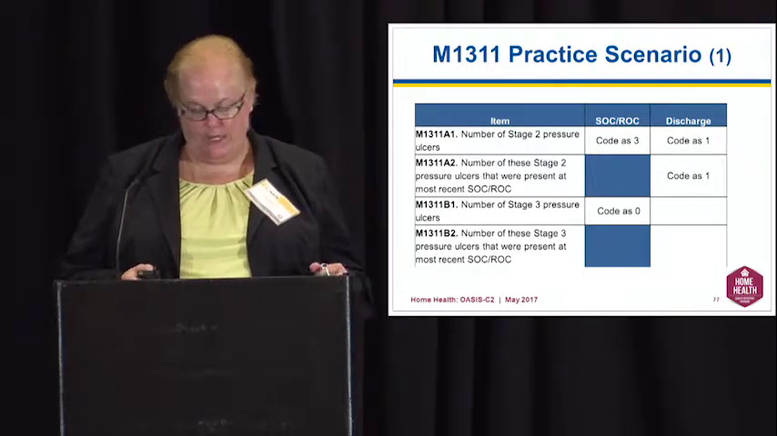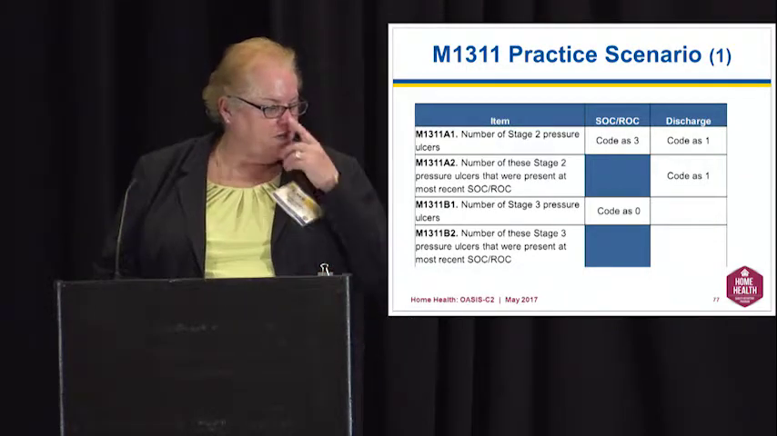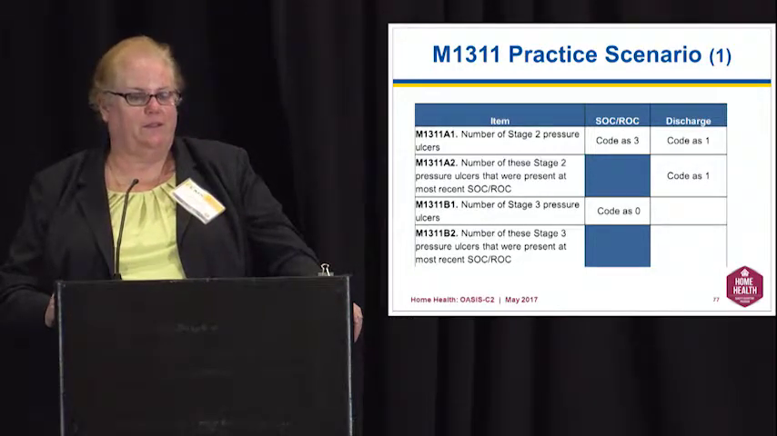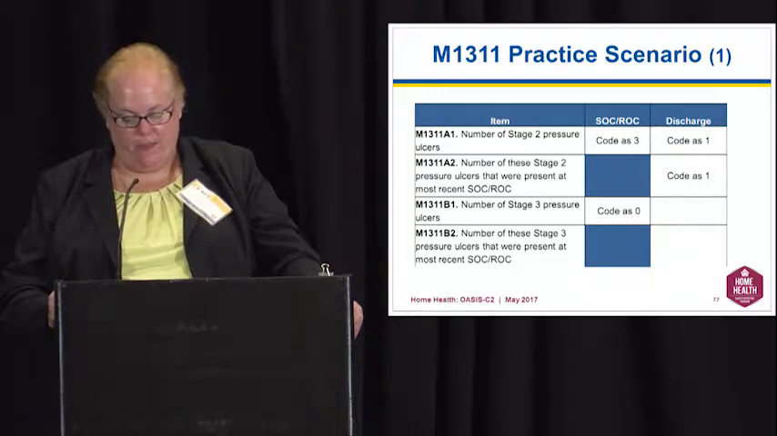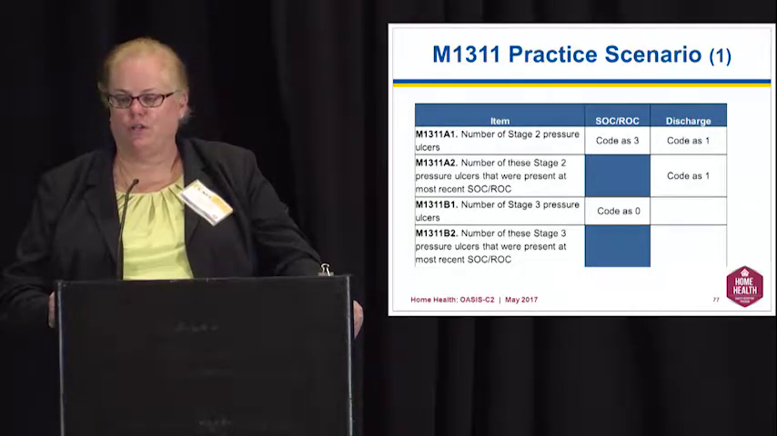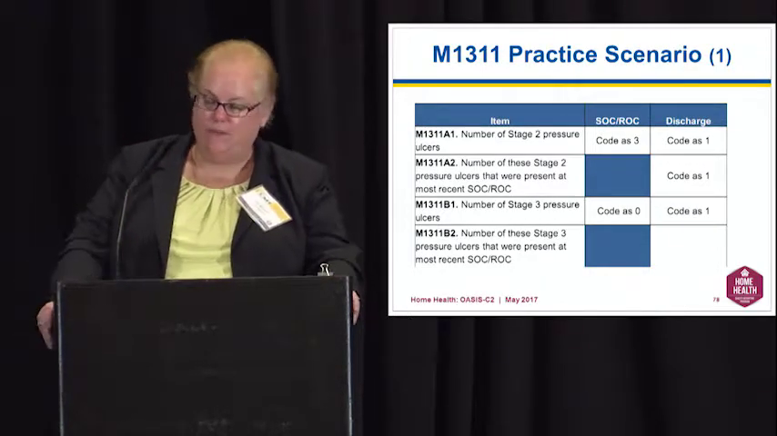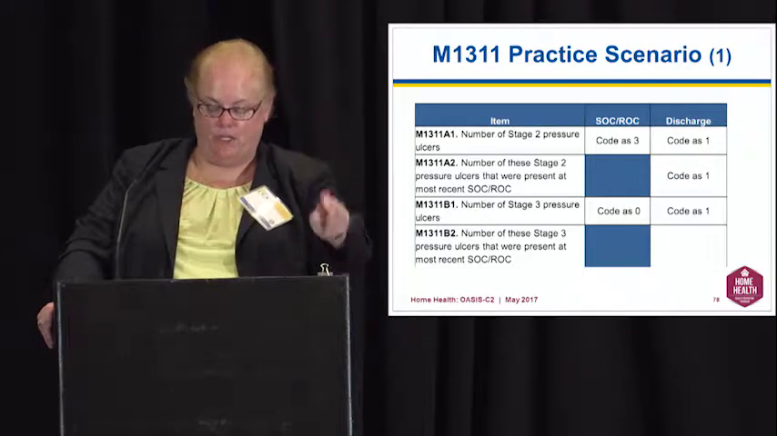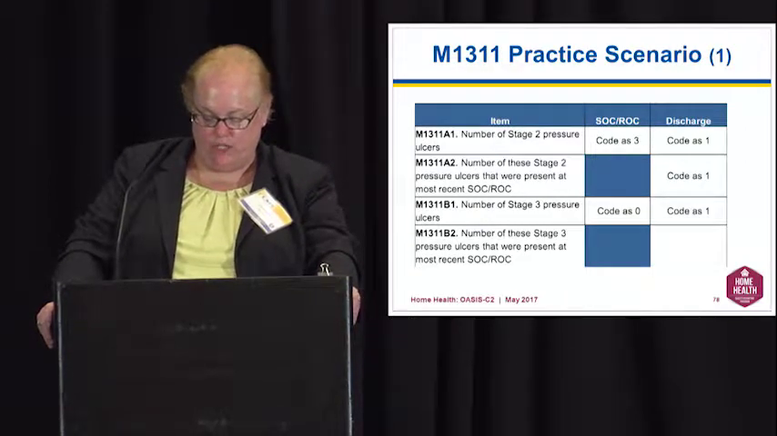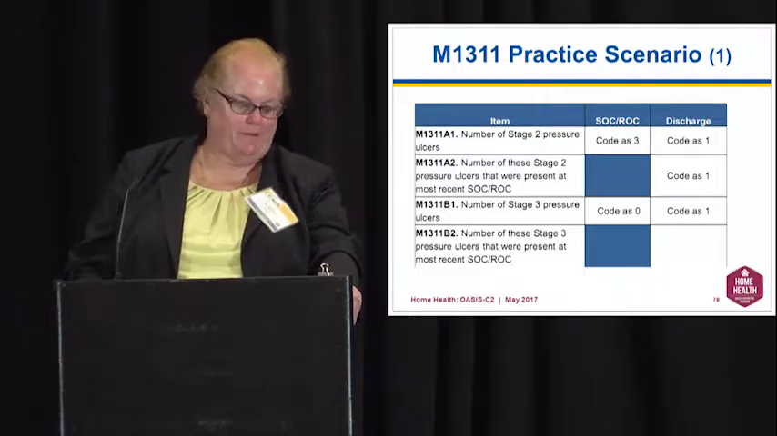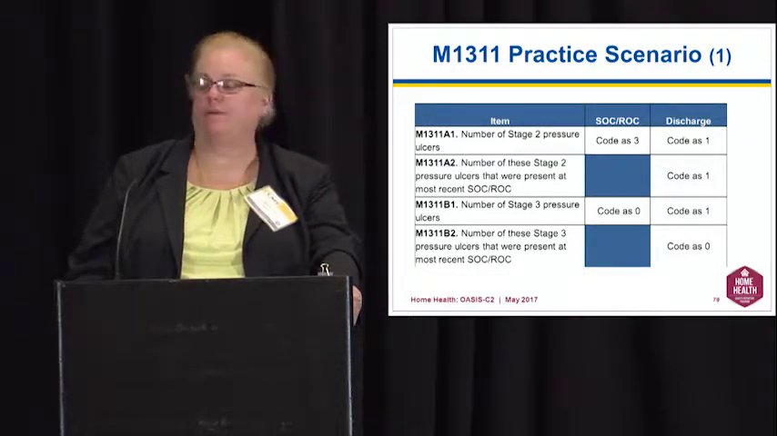Oops, I gave you the answer to the next one, sorry. Number of stage 3 pressure ulcers that were present on the SOC/ROC. 0. Okay, I gave you that one. Number of stage 3 pressure ulcers that were present on discharge. 1, correct. Now, number of these stage 3, so we have that 1 on discharge, how many of those stage 3 pressure ulcers were present at the most recent SOC/ROC? 0. Very good. So we had 0.